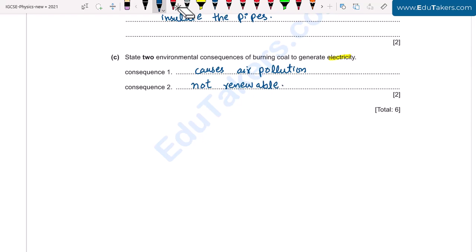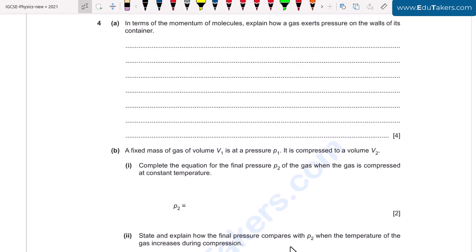So these are the two environmental consequences when we generate electricity by the burning of coal. Question number 4. Part A. In terms of momentum of molecules, explain how a gas exerts pressure on the walls of a container.